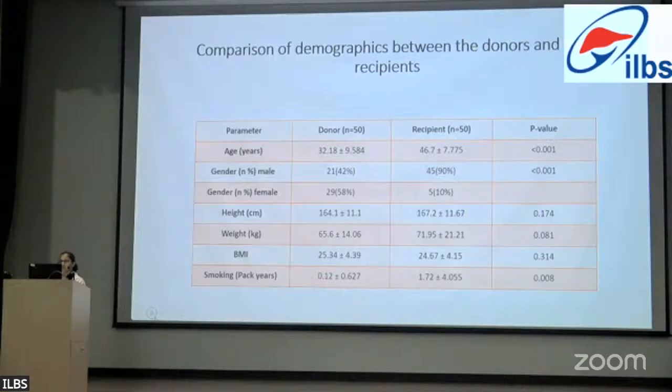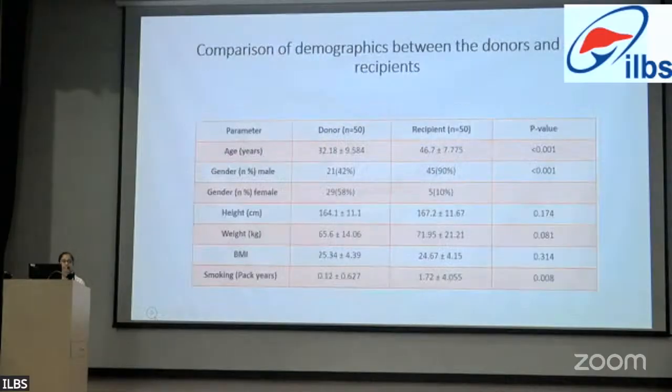Coming to the results, this shows the comparison of demographics between the donors and the recipients, where recipients were aged about 46 years and donors aged about 32 years, and this is statistically significant. Most of our recipients were males, about 90%, whereas in donors, females were about 58% and males about 42%. In terms of height, weight, BMI, and smoking, there was no statistical difference noted between the donors and the recipients.